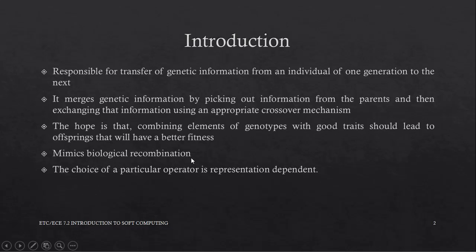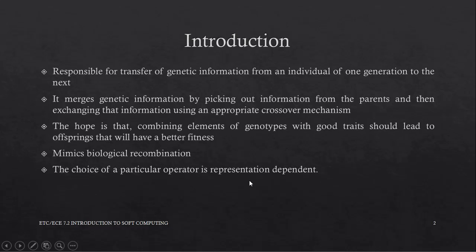There are many types of crossover operators published in the literature, such as single point crossover, multi-point crossover, uniform crossover, cut and splice crossover, scattered crossover, intermediate crossover, heuristic crossover, etc. The choice of a particular operator is representation dependent. What do you mean by representation? Okay. So before we go ahead and try to understand the types of crossovers, let us quickly learn what a genotype representation is.